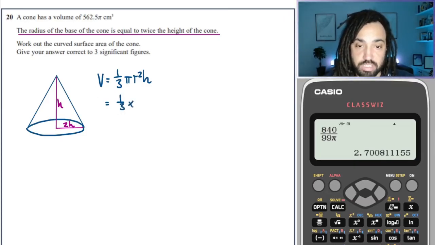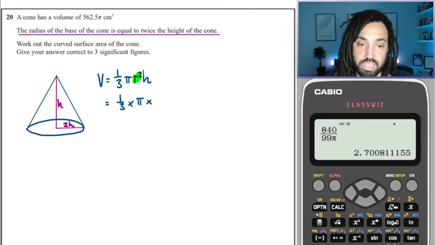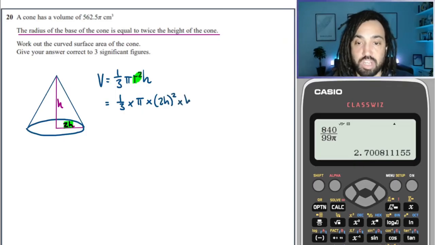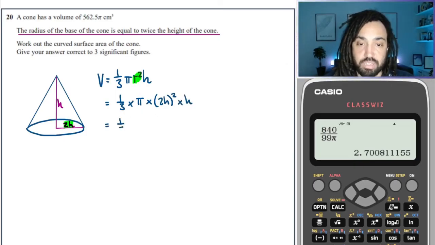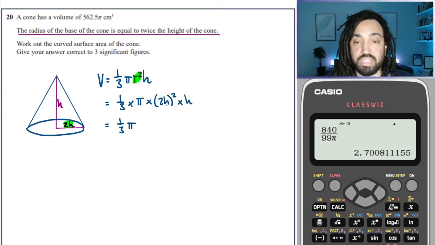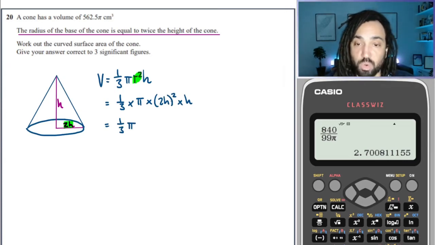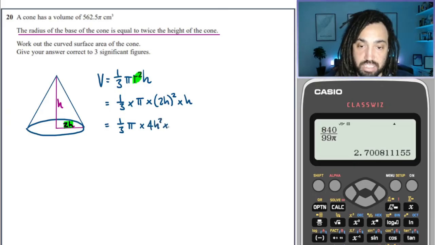A third times pi times the radius, and this is where we've got to be super careful. The radius squared is this squared, so I'm going to put it in brackets and square it like this, and then times by the height. So this is 1/3 pi, and when I square this, it gives me 4h squared, and then times that by h. So overall we get 4/3 pi h cubed.